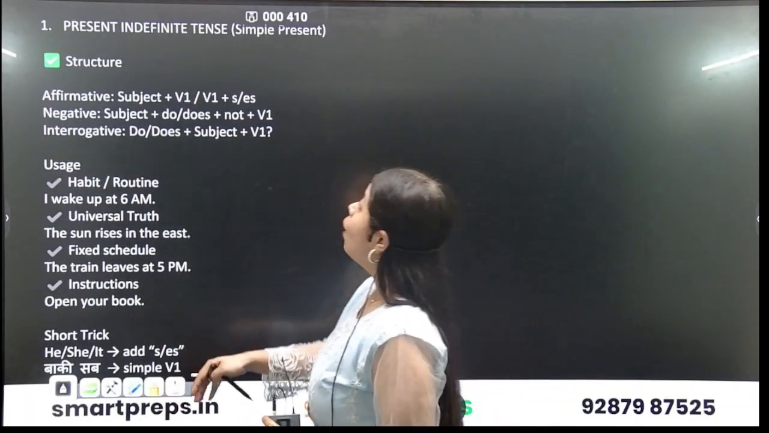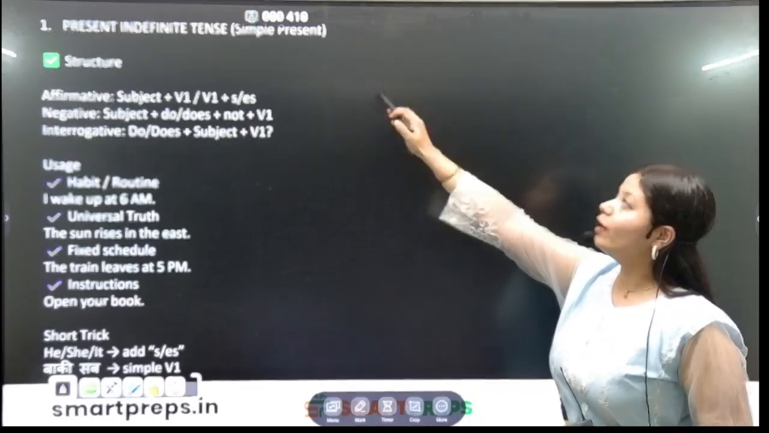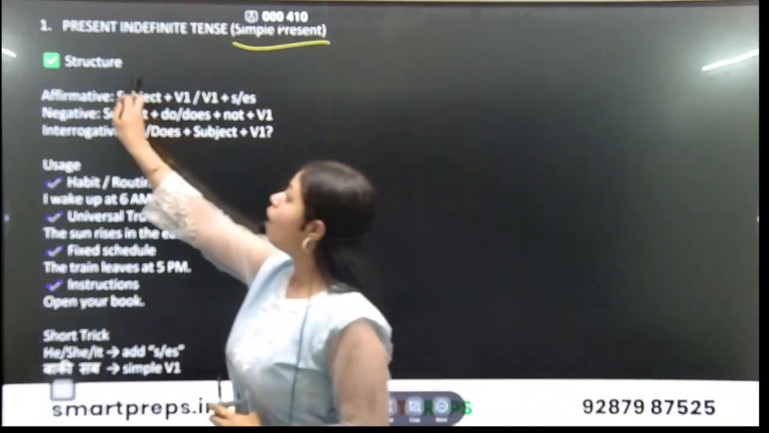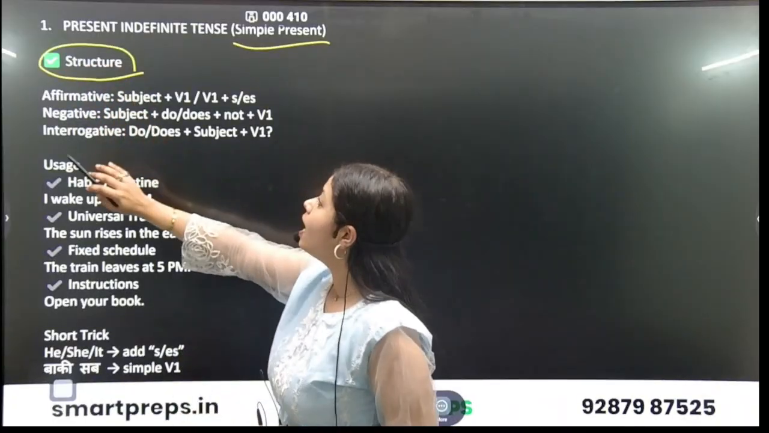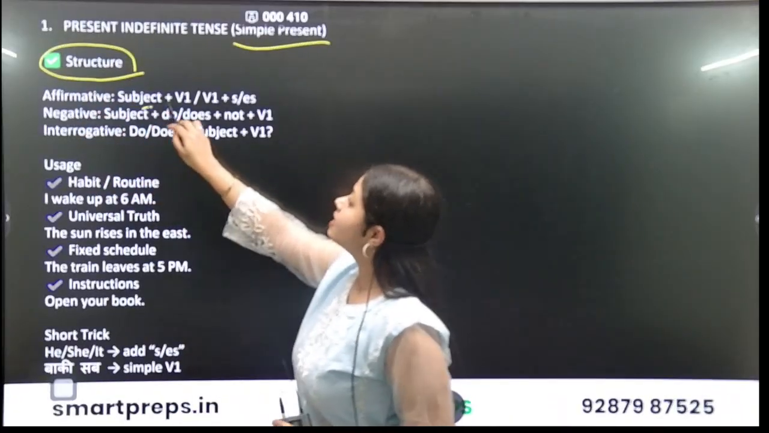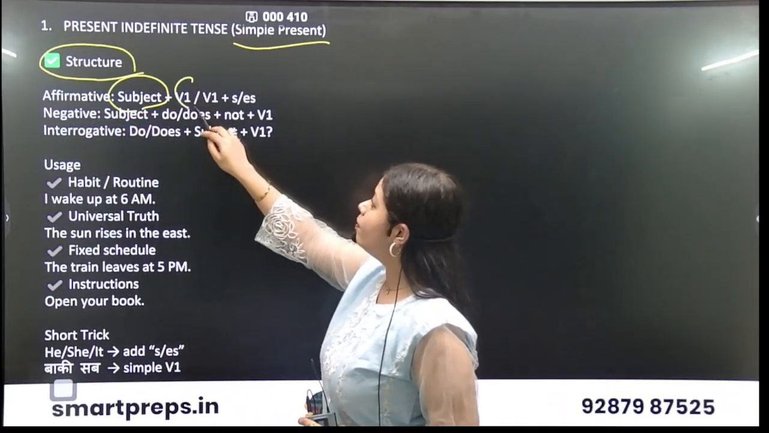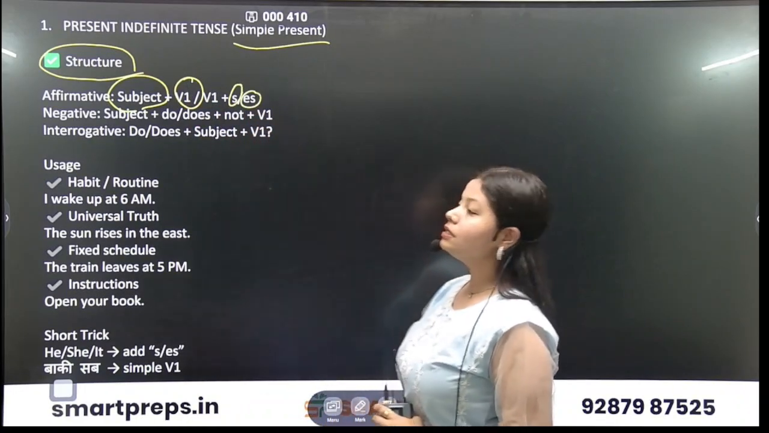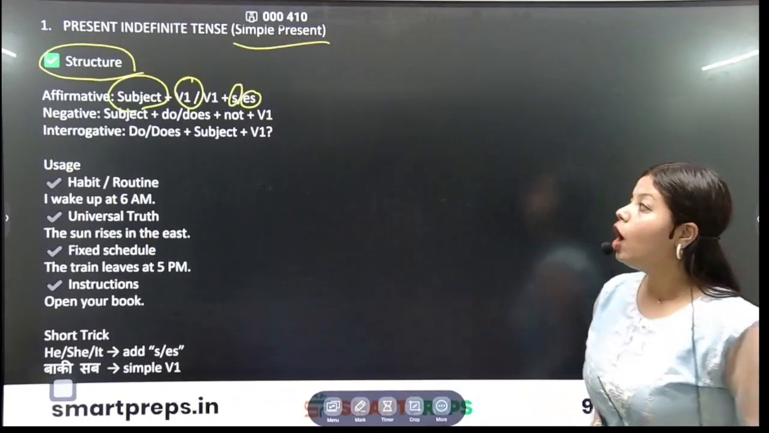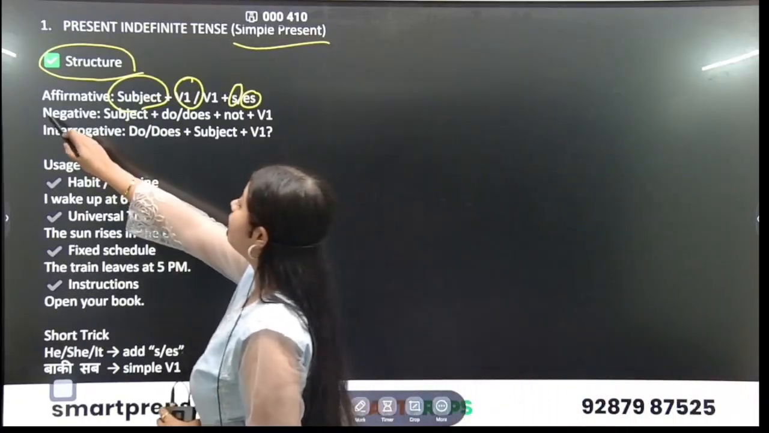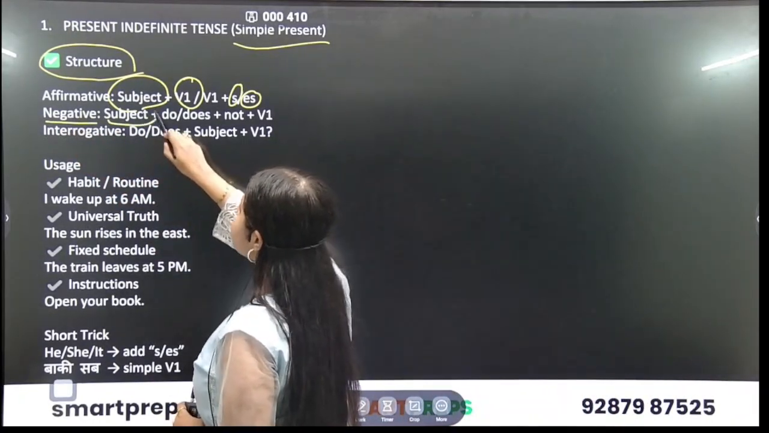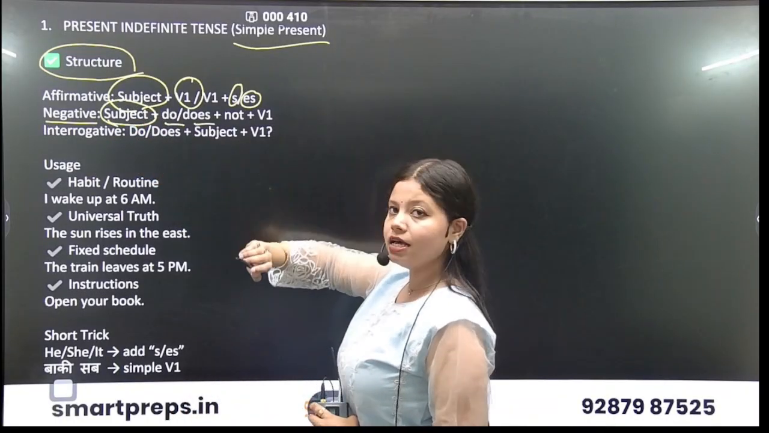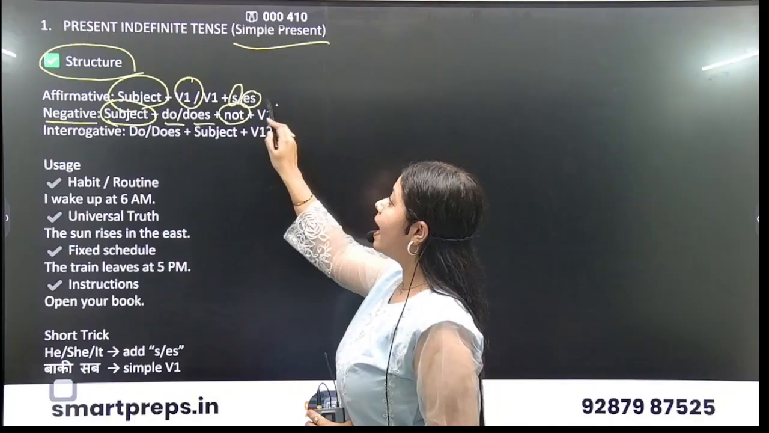So present indefinite, when we're talking about simple present, let's understand how we structure it. The affirmative is subject, verb 1, then there will be one S or ES. When it's negative, in the sentence there will be the subject plus do or does plus not, then the verb.